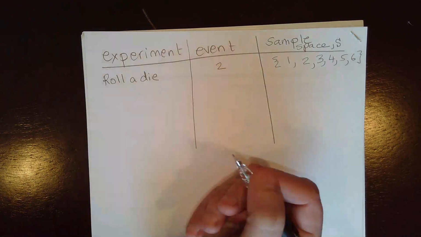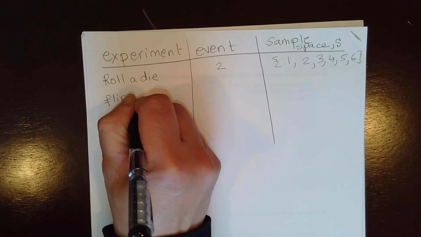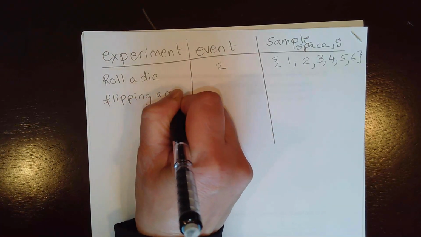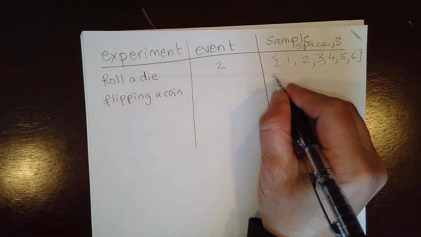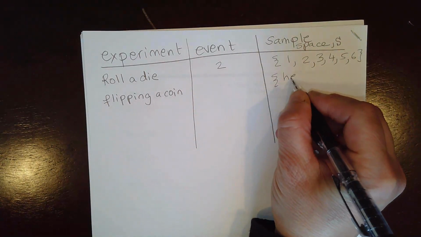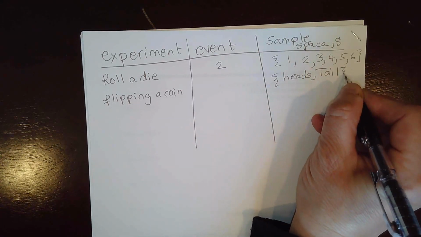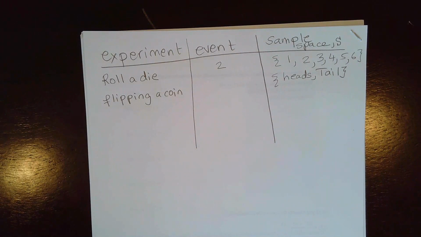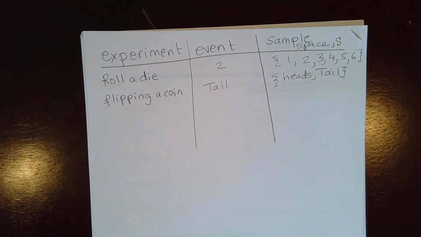What about the experiment of flipping a coin? When you flip a coin, what would be all the possible outcomes? The possible outcomes would be heads and tail, right? There is no other possible outcome. Heads and tail. What would be an event? Getting a tail. All right? So here's another example.